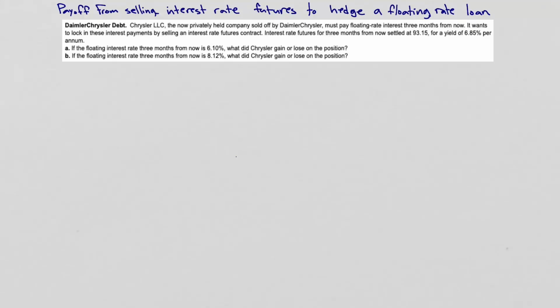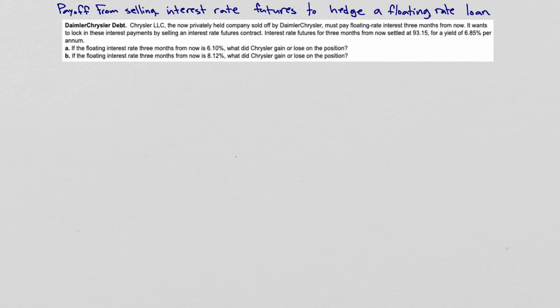Okay, so let's talk about how to calculate a payoff from selling interest rate futures for the purpose of hedging a floating rate loan. So here's our scenario. We've got Chrysler LLC, a privately held company, and they have a floating interest rate payment that is due 3 months from now. So they've got a bond, and whatever they pay is probably linked to LIBOR or something like that.